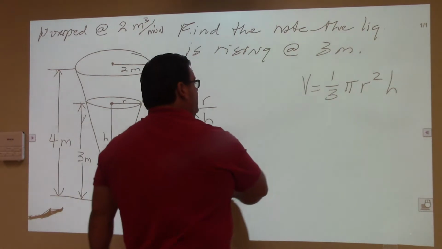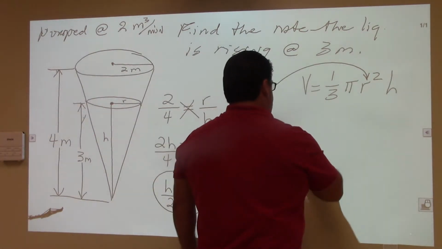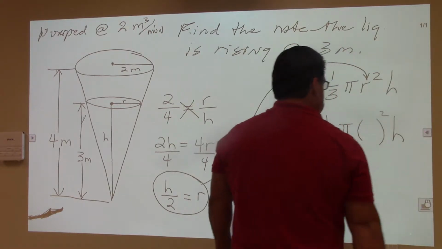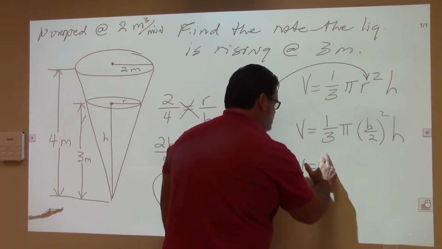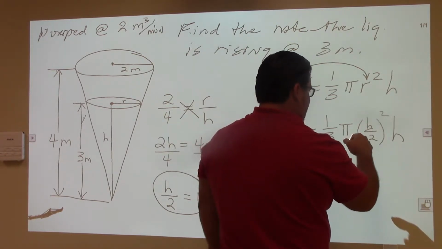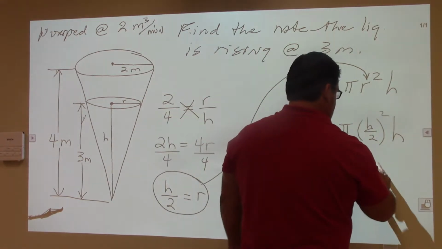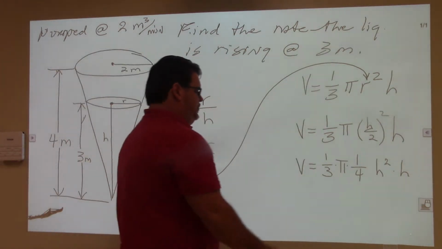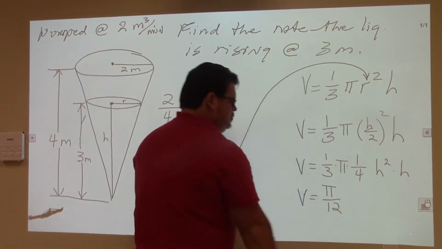We're going to take that and do what? Plug and chug. V is equal to 1/3 pi parentheses H, and plug in H over 2. And that gives you V is equal to 1/3 pi. Now you can say 1/2 H, and the 1/2 squared is 1/4. And then of course the H squared times H. 1/3 times 1/4 is 1/12, and then pi over 12 times H what?